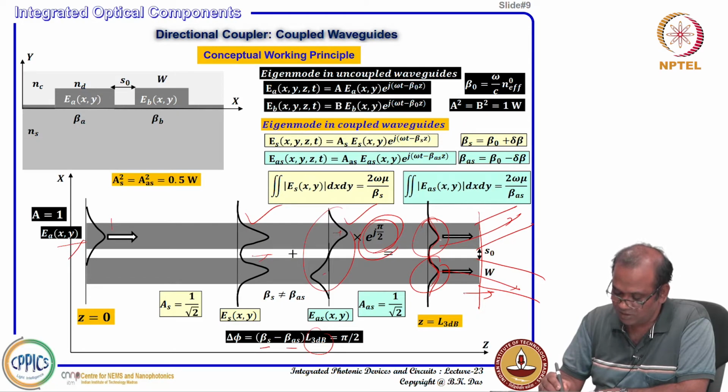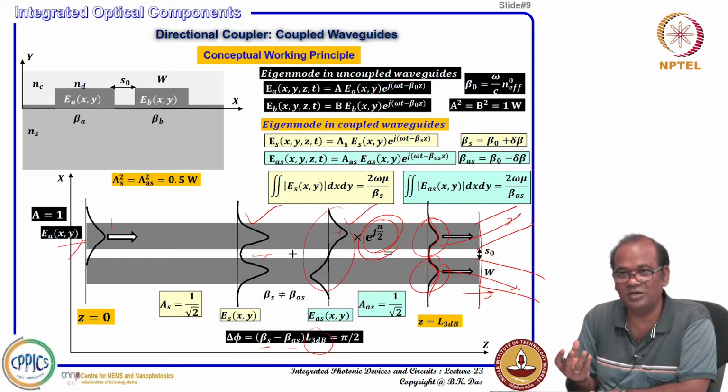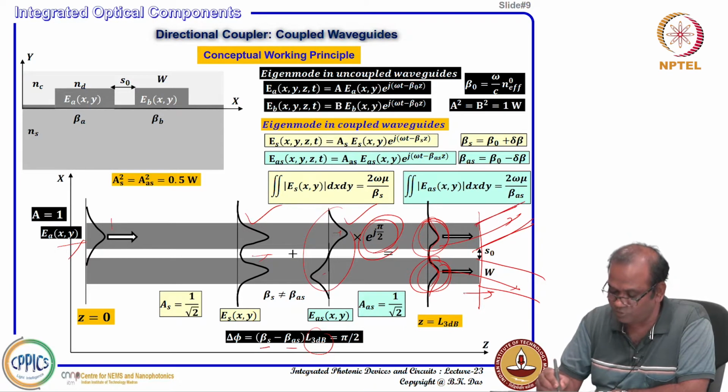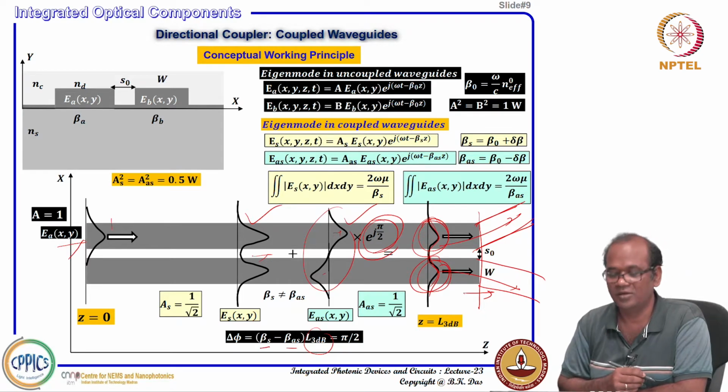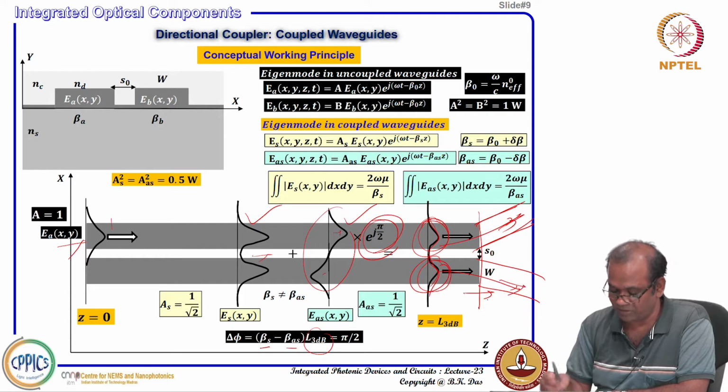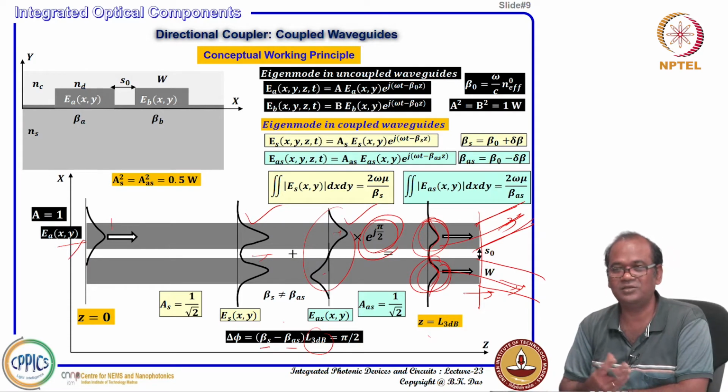Now, once you see the field strength is in a reasonably good shape in the first waveguide and the second waveguide, there and then you separate them. Then you get exactly 50% power here in waveguide A and 50% power here, and in that case we will call that a 3 dB power splitter.